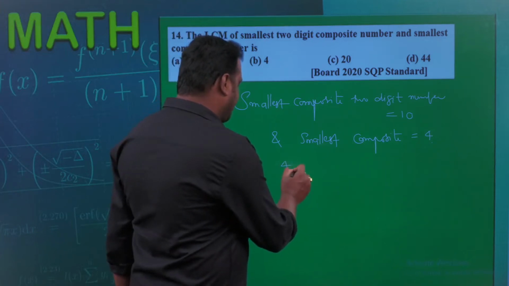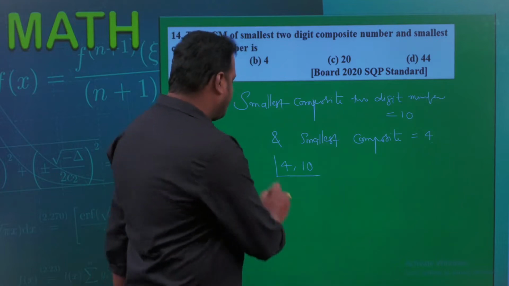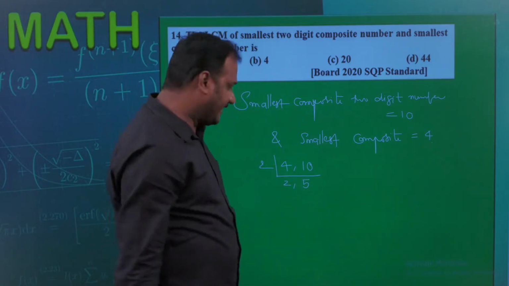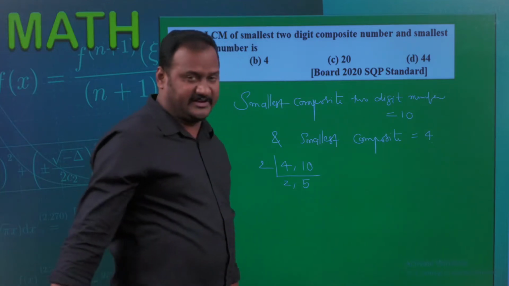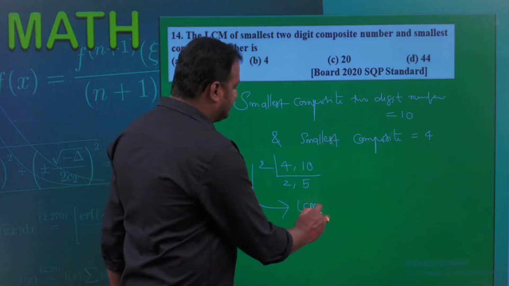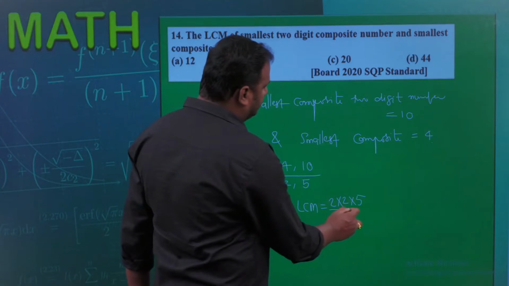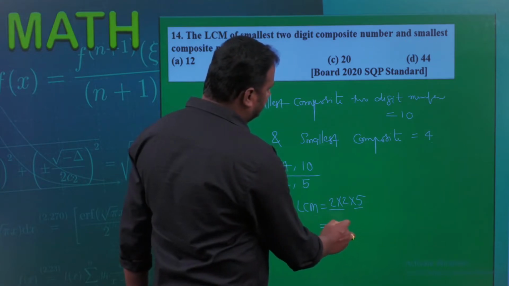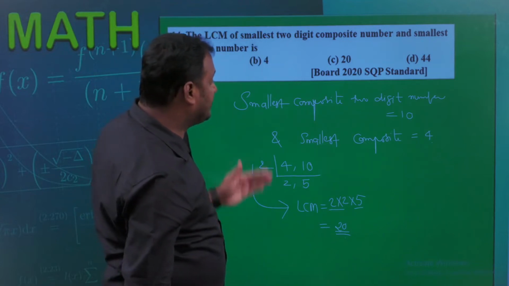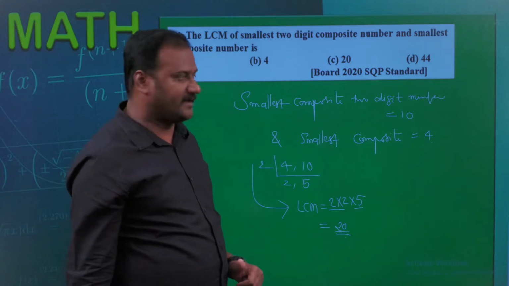I am taking 4 and 10 and trying to find the LCM. 4 is 2 times 2 and 10 is 2 times 5. 2 and 5 cannot be divided by any other number, so the LCM is equal to 2 into 2 into 5. 2 times 2 is 4, and 4 times 5 is 20. So 20 is the LCM of the smallest 2-digit composite number and the smallest composite number, right?